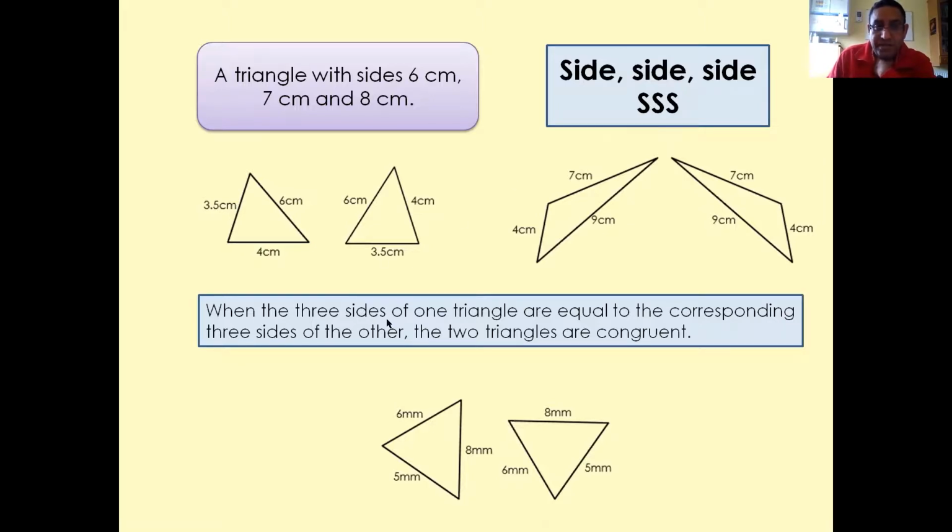So when the three sides of one triangle are equal to the corresponding three sides of the other triangle or the other shape, the two shapes, in this case two triangles, are going to be congruent.